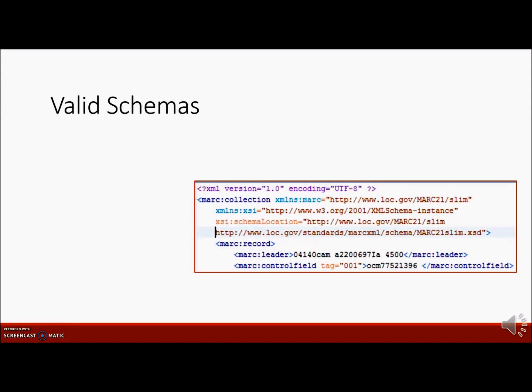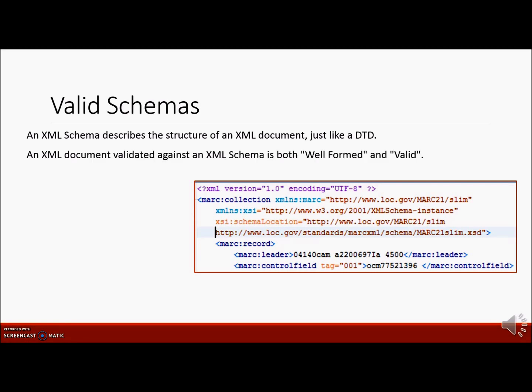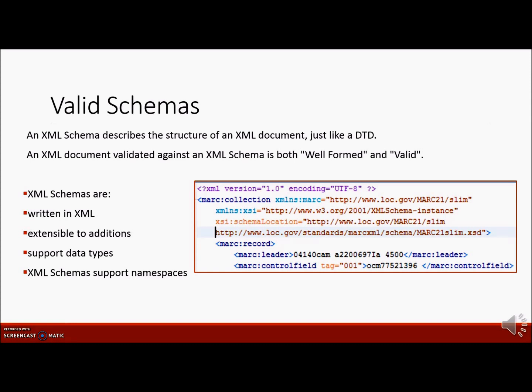So what is a schema anyway, and what does it do? An XML schema describes the structure of an XML document, just like a DTD. An XML document validated against an XML schema is both well-formed and valid. Also, XML schemas are written in XML. They're extensible to additions. They support data types. And they also support different namespaces.